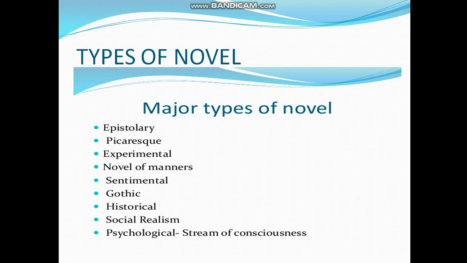We have major types of novel. The types of novel include this list: epistolary novel, picaresque novel, experimental novel, novel of manner, sentimental novel, gothic novel.